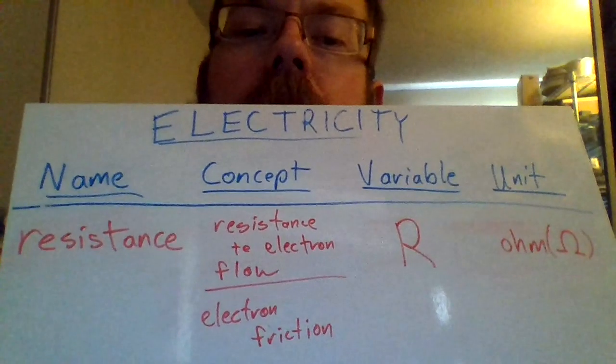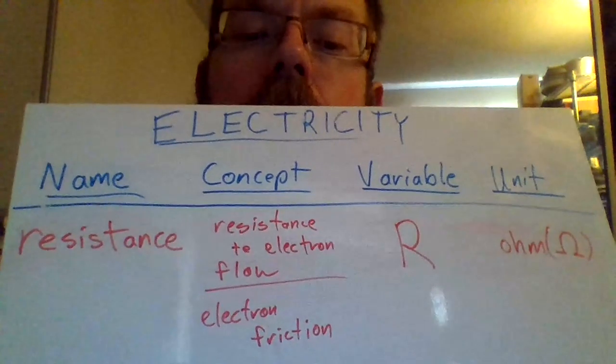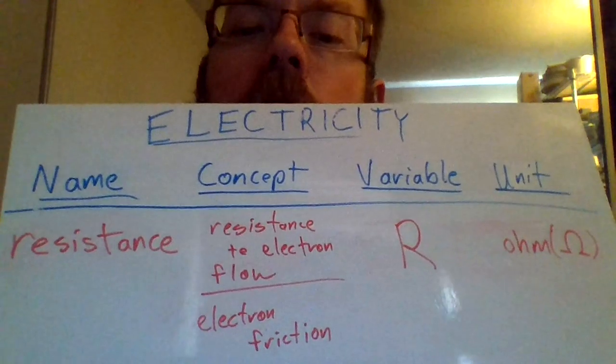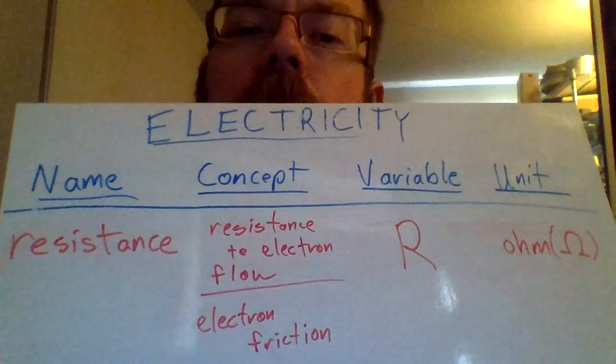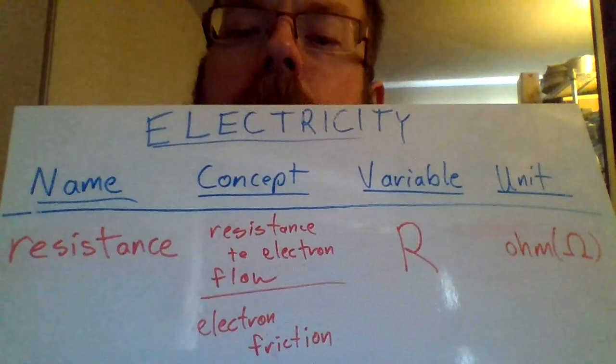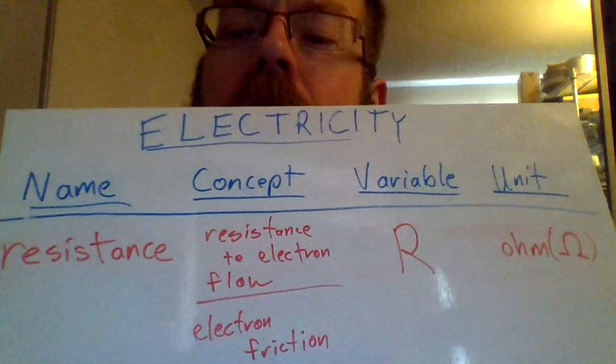We're going to put it into the variable R. There we go. Resistance is the electron friction, slows down the current, represented by the variable R, measured in ohms.